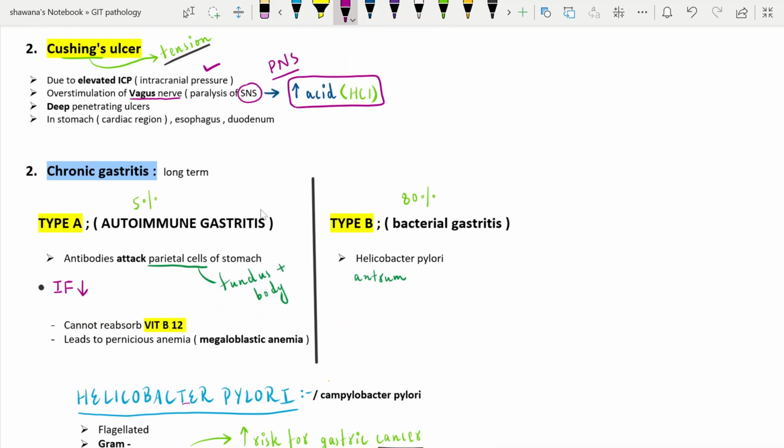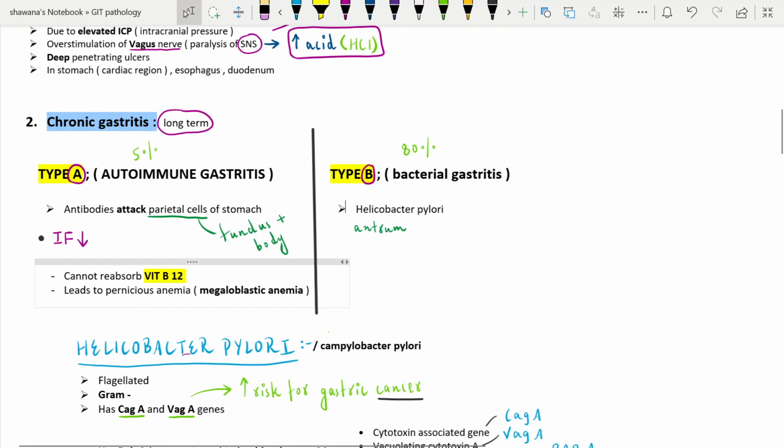Coming towards chronic gastritis, as the name suggests, chronic means long term. It has to do with the time course; it has a longer duration of action. There are two types of chronic gastritis, type A and type B. Also type C is present, but here we are going to discuss type A and type B. Type A is autoimmune gastritis, and type B is bacterial gastritis.